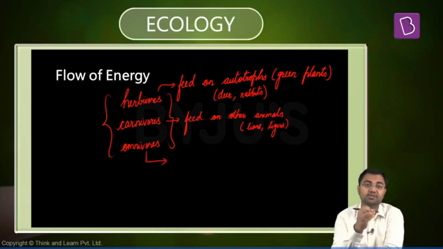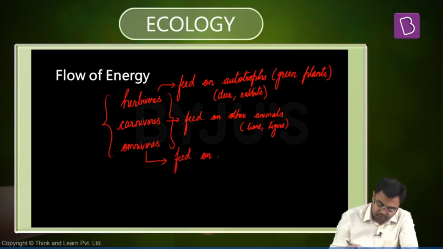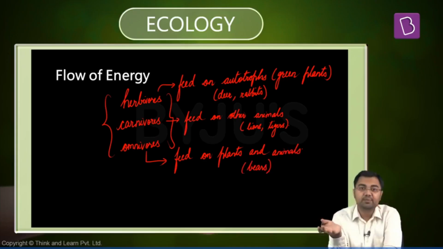Then you have omnivores. Who are omnivores? Omnivores are the ones which eat plants as well, or they can feed on autotrophs as well, and they can feed on other animals also. So these kind of organisms would be called omnivores. So they can feed on plants and animals. Among the animals, we can take bear as an example, which can feed on plants also, which can feed on animals also. So these are different kinds of consumers.